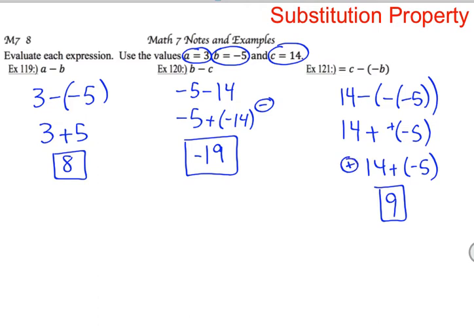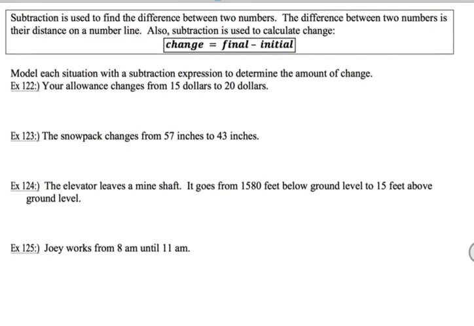Okay, one more thing to talk about, and that is change. Subtraction is used to find the difference between two numbers. The difference between two numbers is their distance on a number line. Also, subtraction is used to calculate change. So the change formula: change equals the final amount of something minus the initial amount of something. By the way, the final is the end, and the initial is the start.